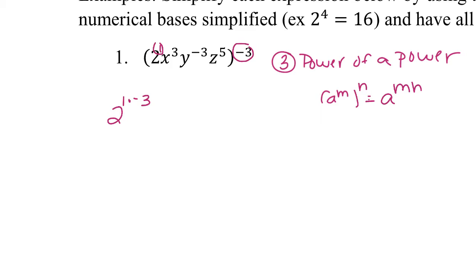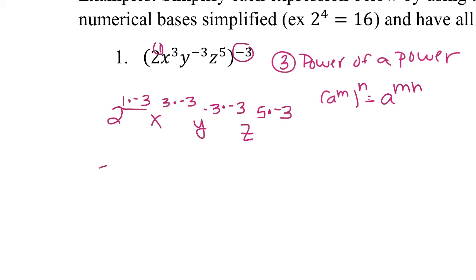exponent. Then we move on to the x, which already has a power of 3, times that negative 3 power outside. Then we move to the y's, which already has a negative 3, times the negative 3 on the outside. And then we move to the z's, which already has a 5, times the negative 3 on the outside. So it's kind of like distribution, but only to the exponents. So now let's simplify this before we see if we can do anything else.